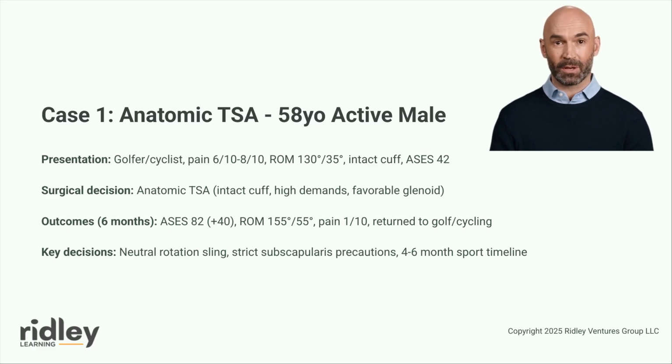Physical examination revealed active forward elevation of 130 degrees, external rotation of 35 degrees, and internal rotation to L3, with passive range of motion slightly greater at 140, 40, and L2. Rotator cuff strength was intact at 5 out of 5 in neutral positions, and provocative cuff testing was negative. His baseline American Shoulder and Elbow Surgeon score was 42 out of 100. Imaging confirmed advanced glenohumeral osteoarthritis with Walch A2 glenoid morphology, preserved bone stock, and intact rotator cuff on MRI.